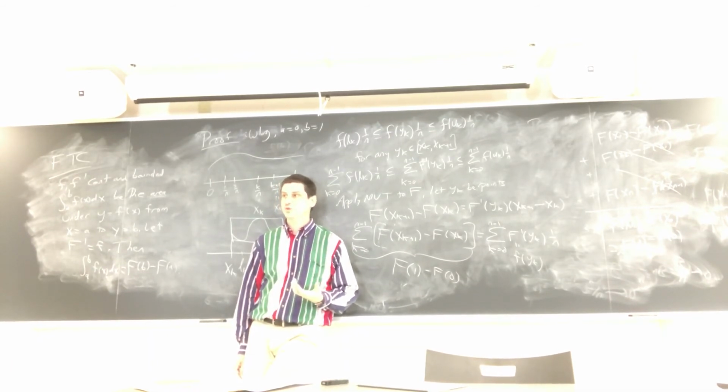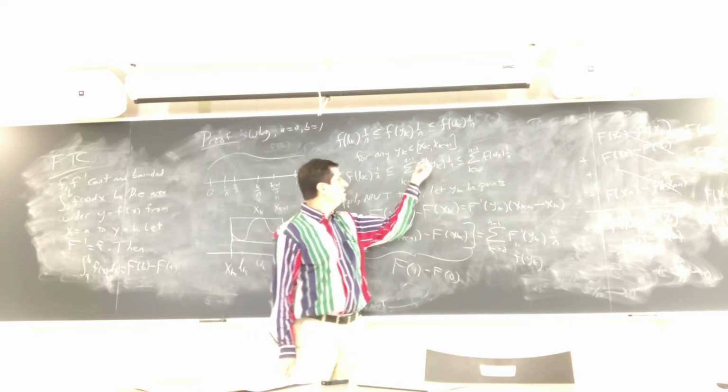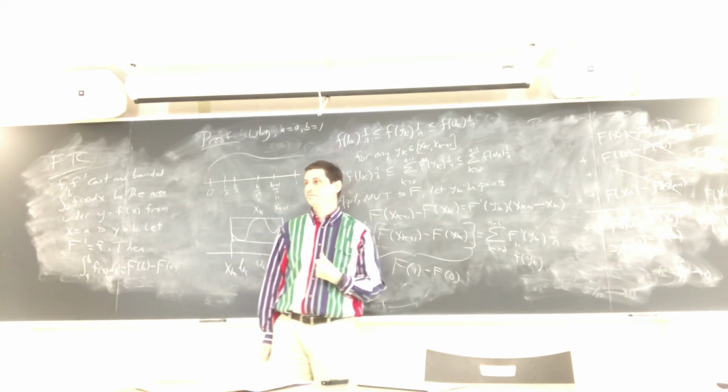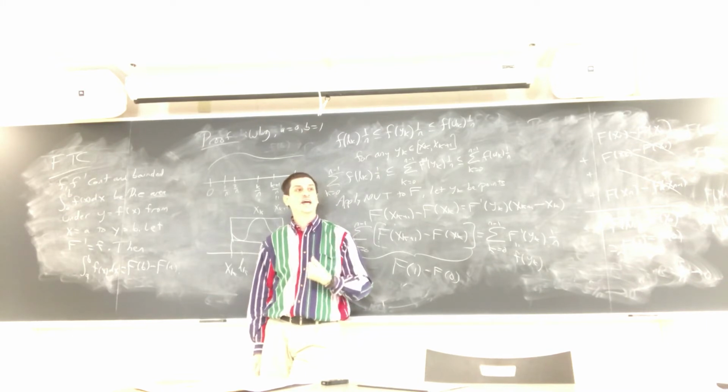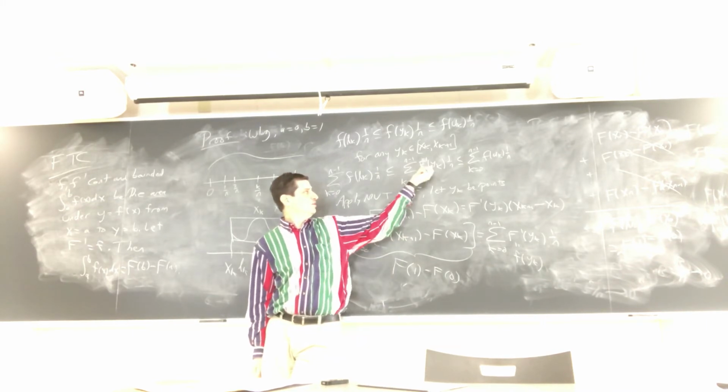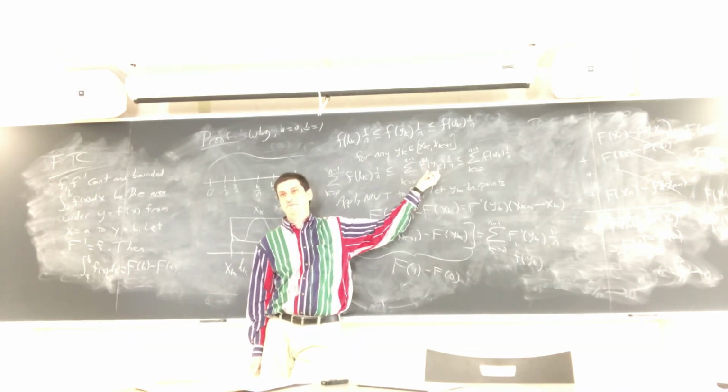We use the mean value theorem twice. The hardest part is to recognize how you want to use it. When we had the little f evaluated at yk, we need to notice that that's where we're using the mean value theorem. We want to write this as big F prime.